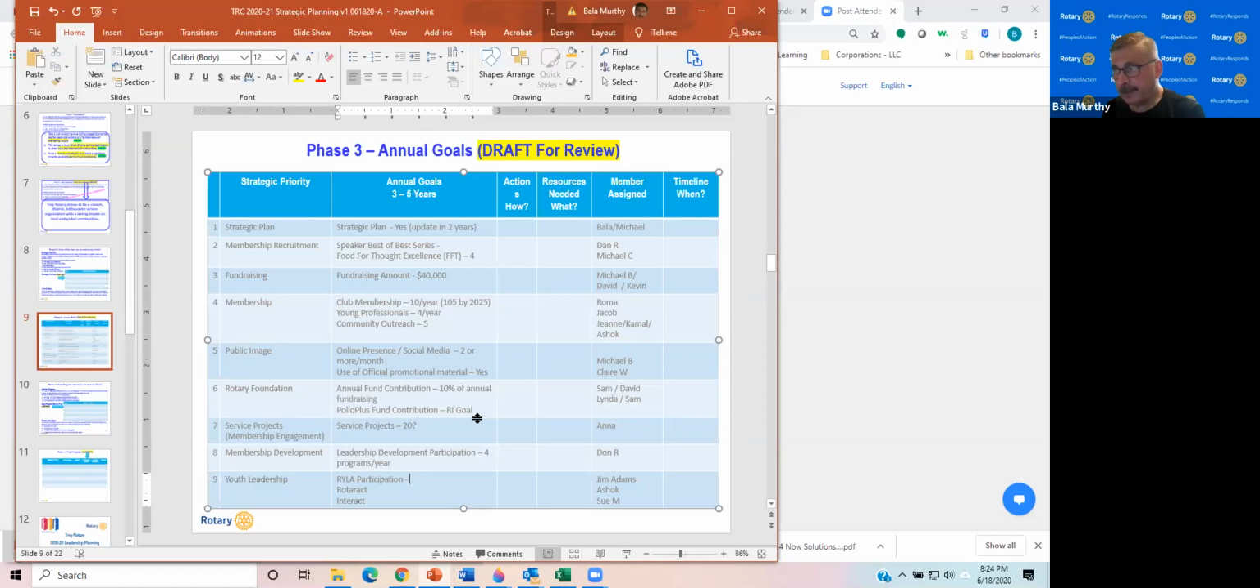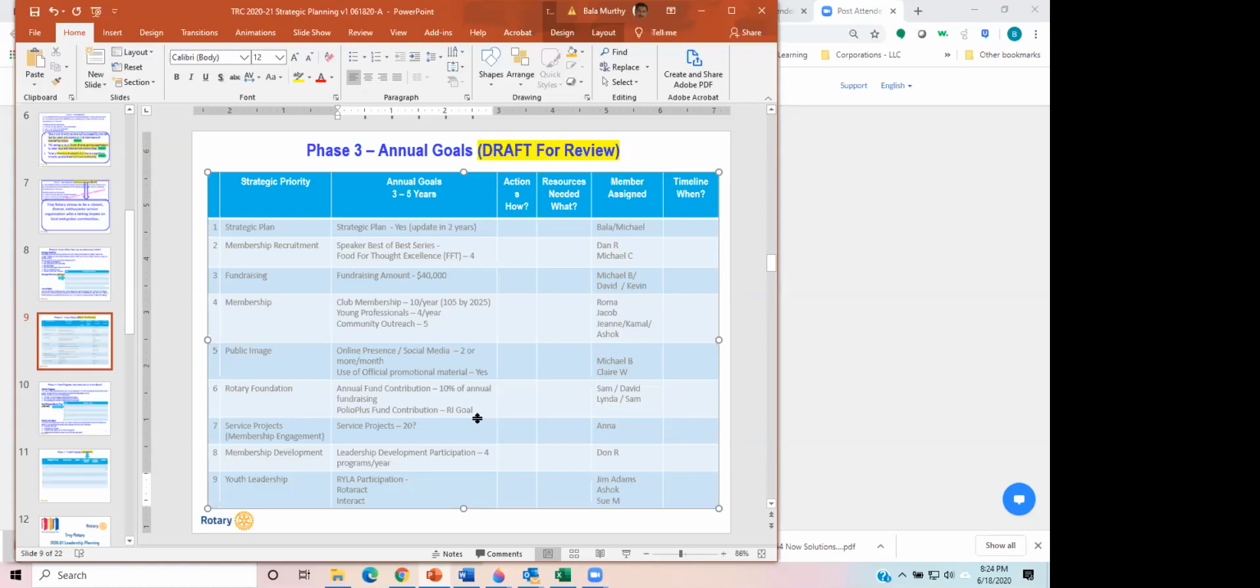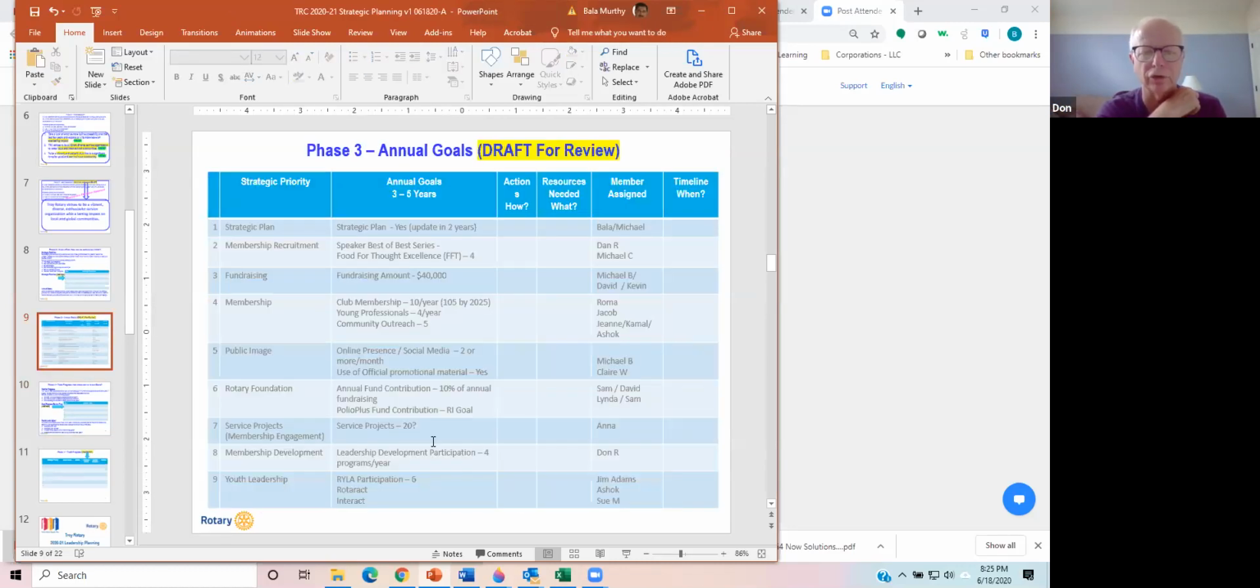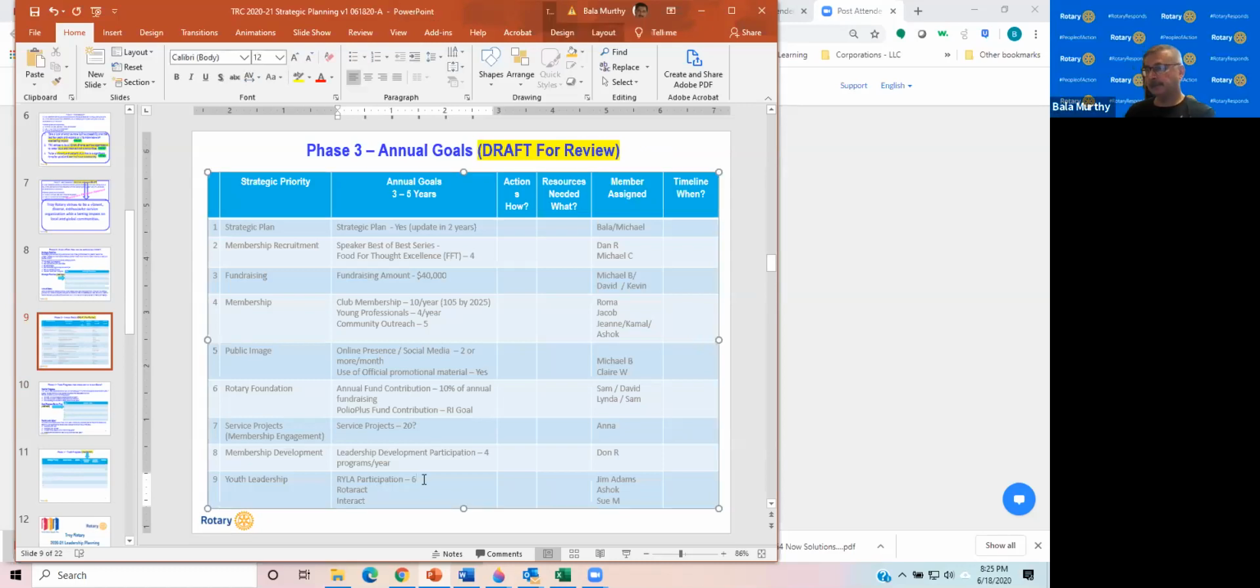This one says, how many kids are we going to send to RYLA? Is it 1 or 2? In the past we've done 3 to 5. I think we might have done more than that one year. 3 to 5 is the goal. Right. Now why don't we say 6? And I think this is an area where you can get individual Rotarians to pay the tuition if it's not in the budget. All right.